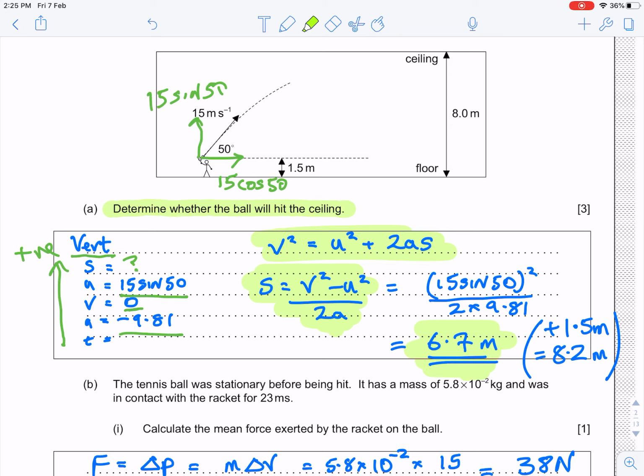Now, that's the height that it travels from the racket. So if I add another 1.5 meters on, because that's the height it started from, the total displacement in the vertical direction is 8.2 meters. So it will reach the ceiling, it will touch the ceiling.